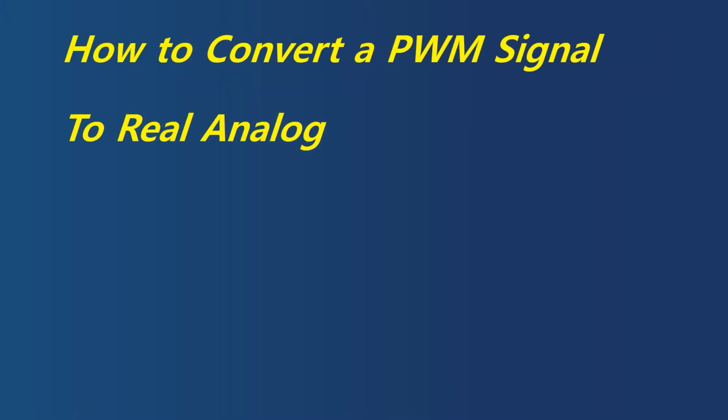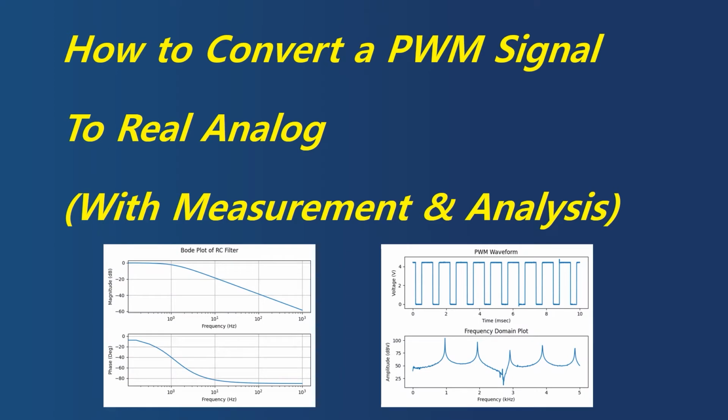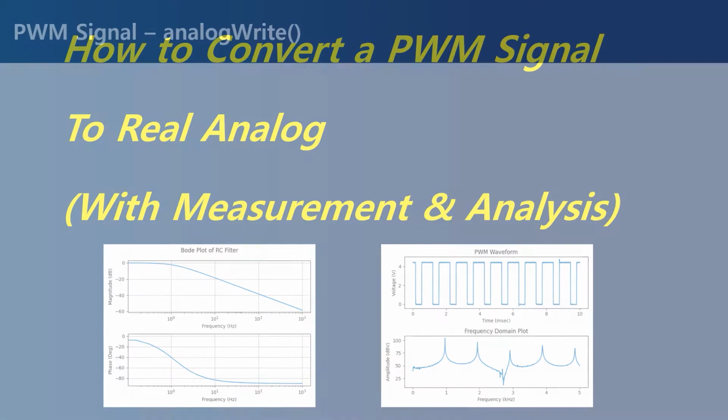Hello everyone. Today, we will learn how to convert a PWM signal, that is, pulse width modulation signal, to a real analog signal. Generally, RC filters are used, and I will explain the details on how to select the values of each component and on what criteria. I will also evaluate the result through actual measurements and analysis in the time and frequency domain respectively.